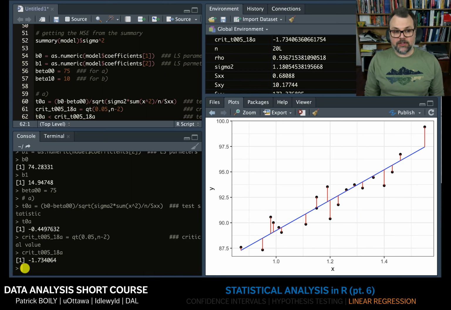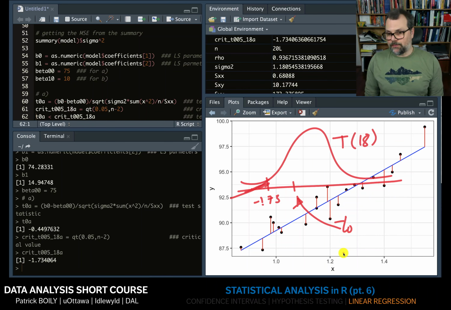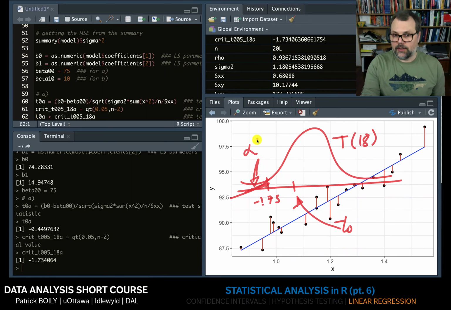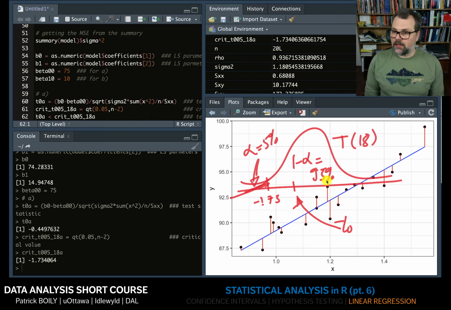So it definitely looks as though the t-statistic is not within the critical region. The region here where the area is 5%, and the rest of the area underneath is 95%. So we don't have enough evidence here to reject the null hypothesis that the intercept is equal to 75.